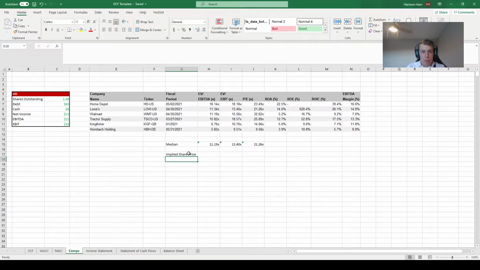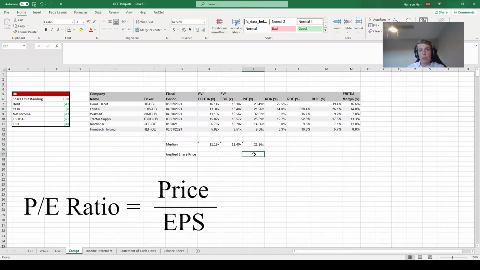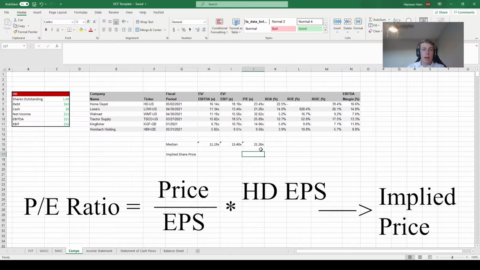And then we're going to make sure that's properly formatted. And then I'm actually going to start by calculating the price implied by the PE ratio, because it's a much simpler calculation than using the other 2 valuation metrics. So keep in mind that the PE ratio is a company's price divided by its earnings per share. So if we assume that Home Depot has the same PE ratio as its competitors, then we can simply multiply its competitors' PE ratio times Home Depot's earnings per share in order to get an implied price for Home Depot.